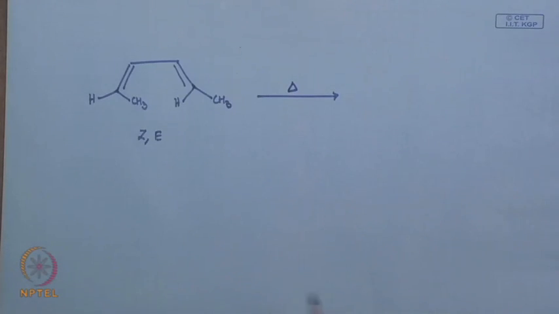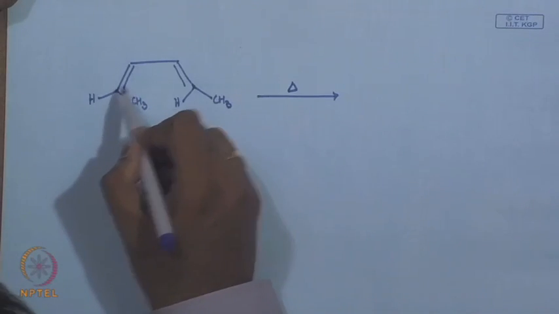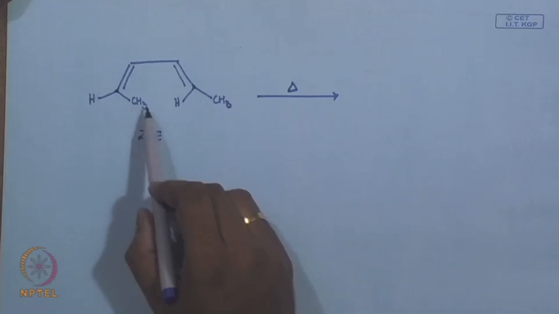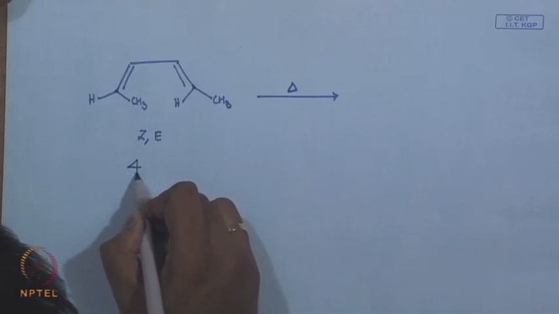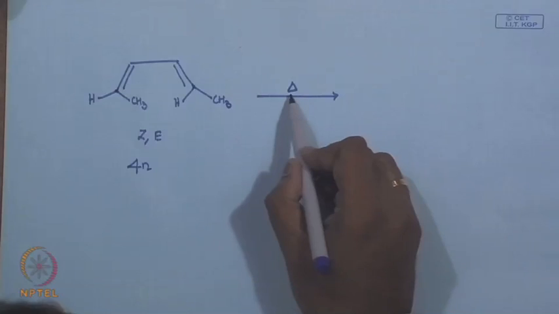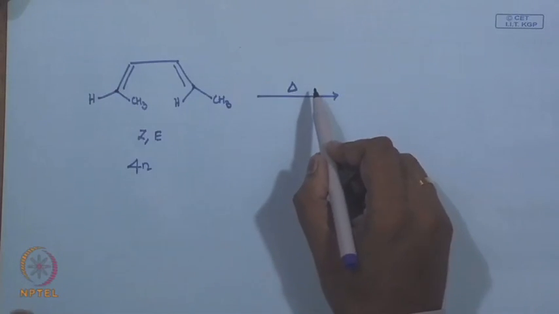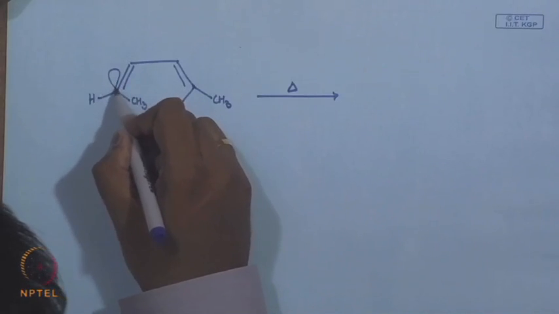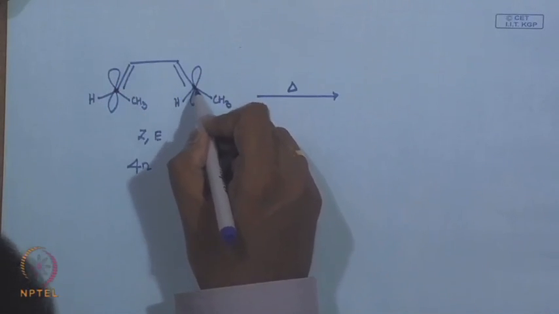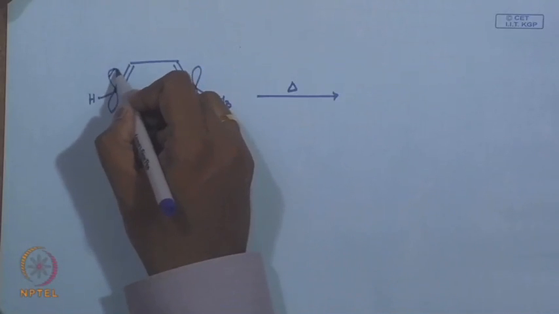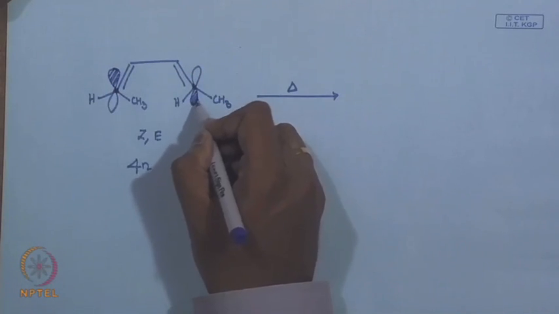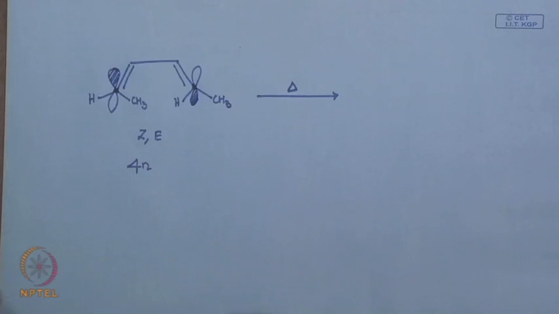So first, when you are starting, the first thing you have to learn is to know what it is. It is a 4n or 4n plus 2 system? It is a 4n system, that you first figure out. I have given you heating. So for a 4n system with heating, you should think about your pi 2 system, that is your HOMO. Just remember that. So it will be just the opposite one. If you think of the last orbital, that is what you get in 4n system.